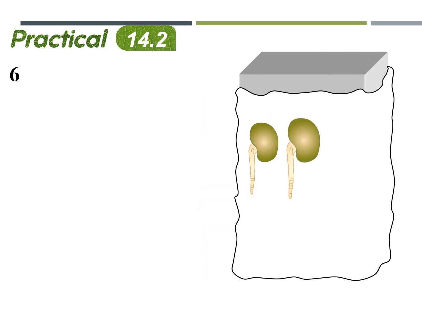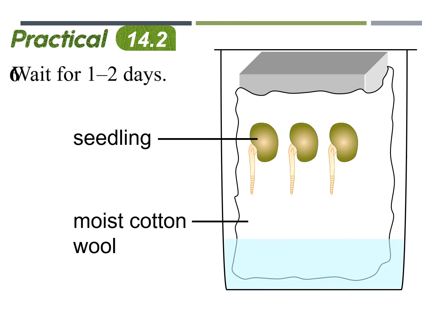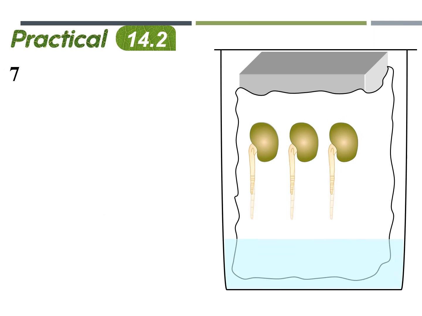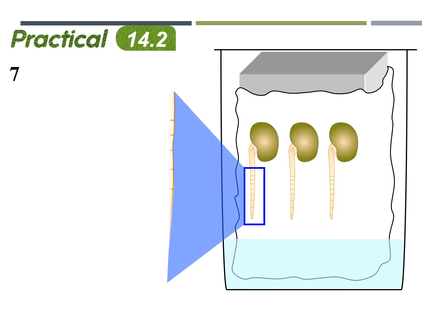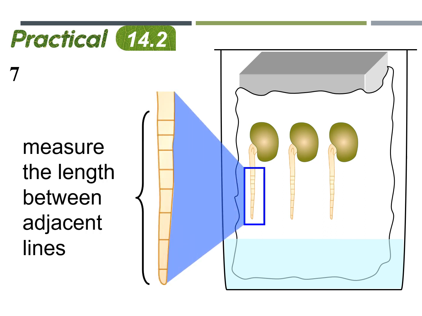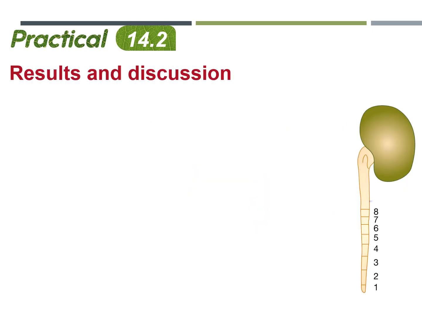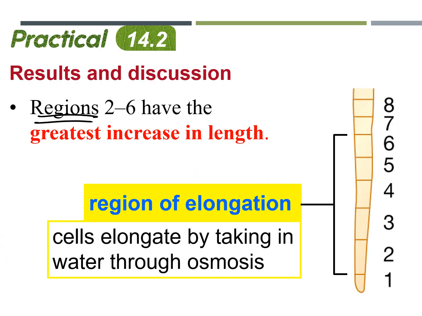After that, allow the seedling to grow for 1 to 2 days. After the root grows, measure again the length between the adjacent lines. The region which has the greatest increase in length is the region of elongation. Or you can say the spacing between the lines should have the greatest increase in length in the region of elongation.